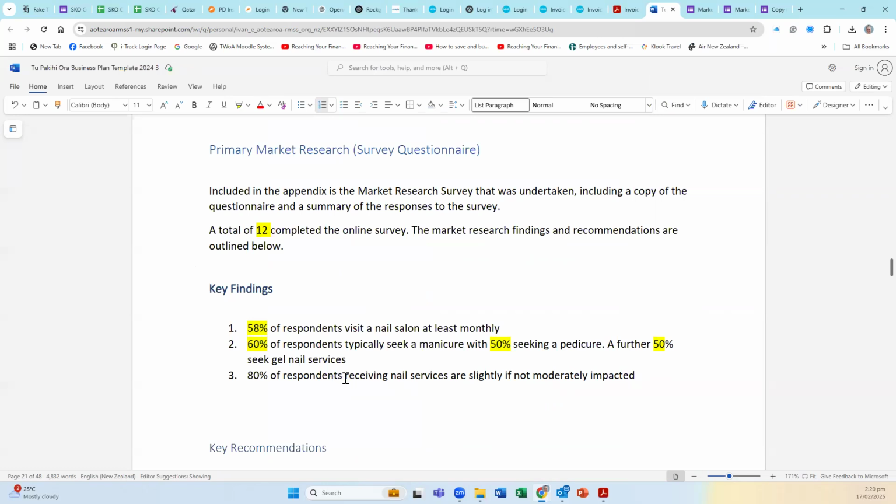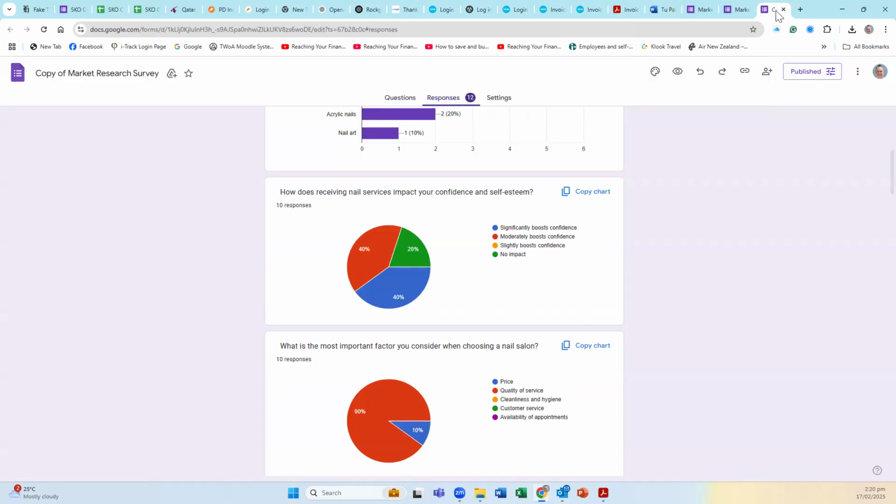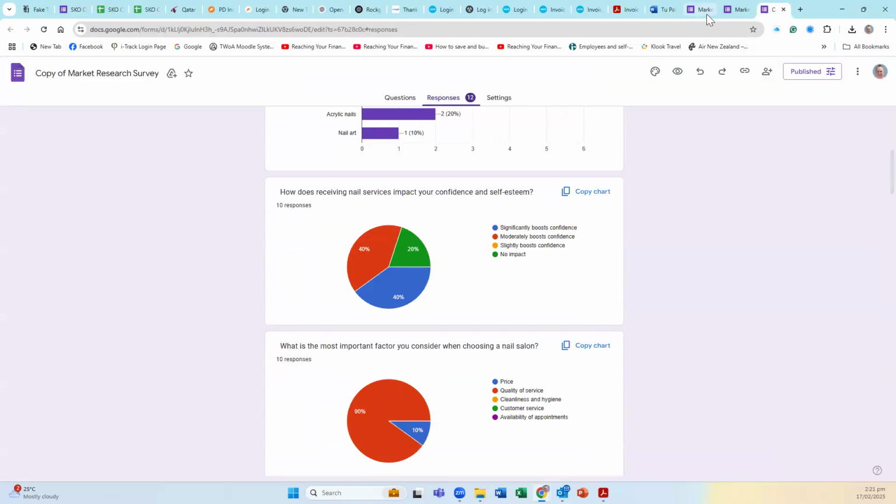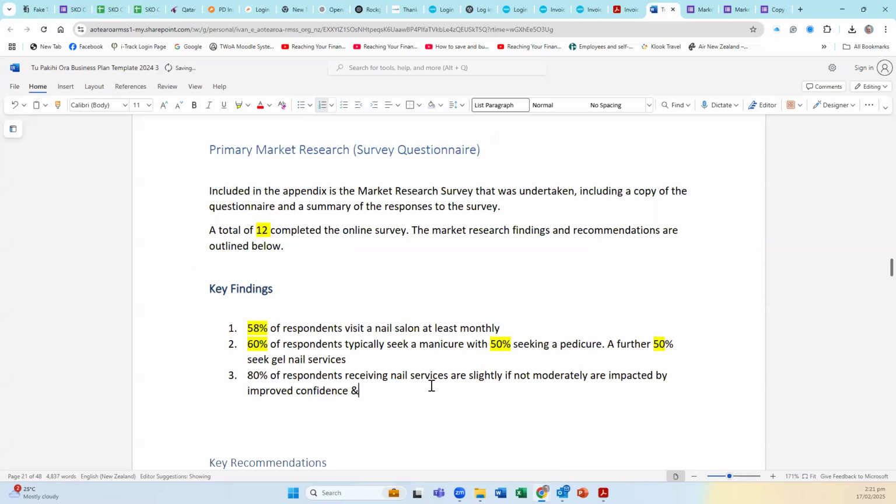80% of respondents receiving nails are slightly, if not moderately, impacted. Their confidence is impacted by improved confidence. So again, we can actually put that confidence and self-esteem. So that's 80%.